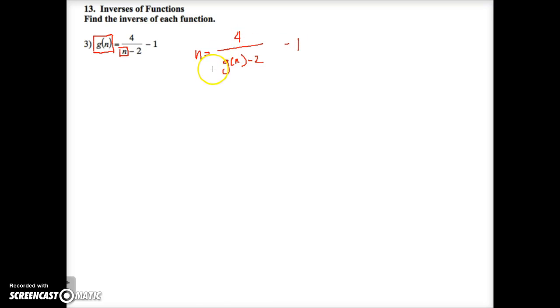minus 1. Okay. And in previous examples, we turned this into a y and this was an x, but we can just switch the names for our dependent and independent variables. And now we want to solve again for this g of n. Okay. And so the first thing I'm going to do is I am going to add 1 to both sides. So add 1 plus 1 over here, so I get n plus 1 equals 4 over g of n minus 2.